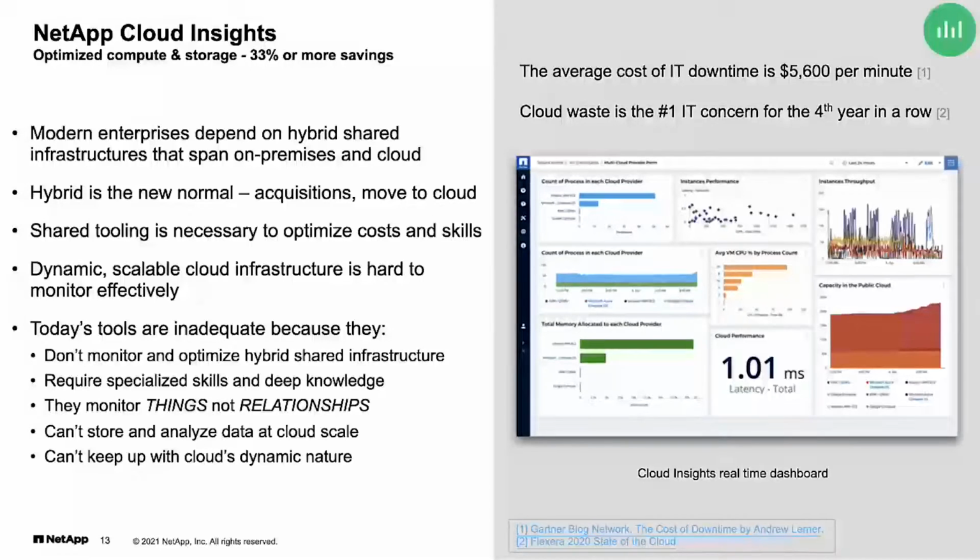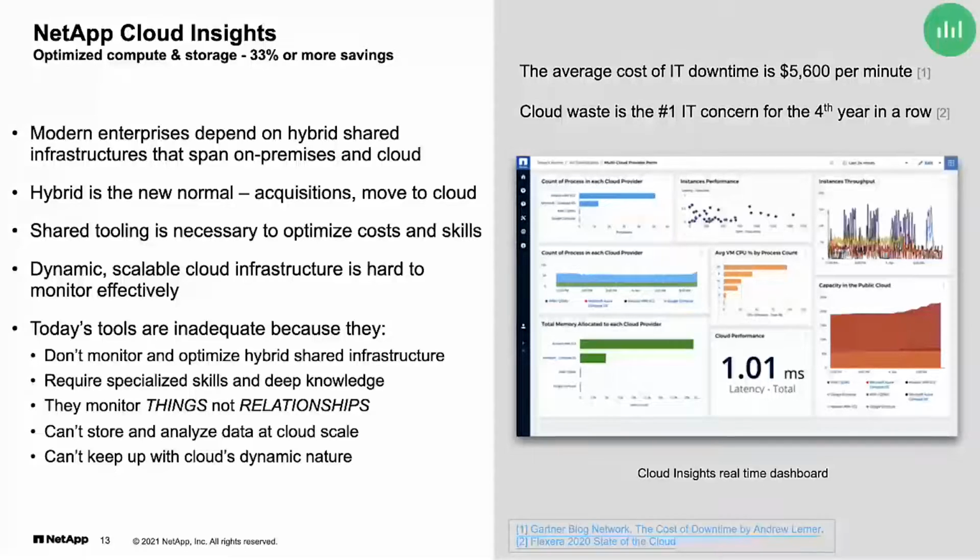Hybrid's the new normal. And this shared tooling is necessary to optimize costs and optimize skills as well. So you're not burdening everyone with too many tools and too many alerts and having to remedy so many things at once. So you need something that's dynamically scalable, a SaaS solution that can connect to any cloud and on-prem and meets the needs of not just where you are now, but also be with you for where you're going.